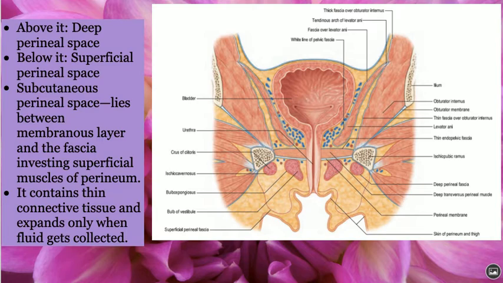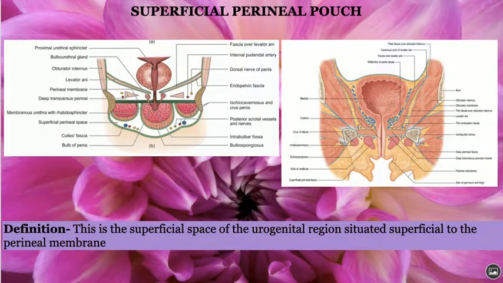Okay, this is your perineal membrane over here. So above it lies the deep perineal space, and below it lies the superficial perineal space, as you have seen previously. There's something called a subcutaneous perineal space that is lying between the membranous layer and the fascia investing the superficial muscles. Okay, it is made of thin connective tissue and expands only when some fluid gets collected into it.